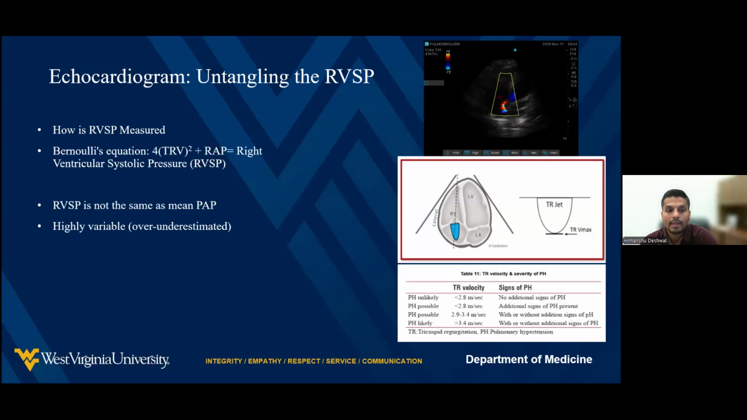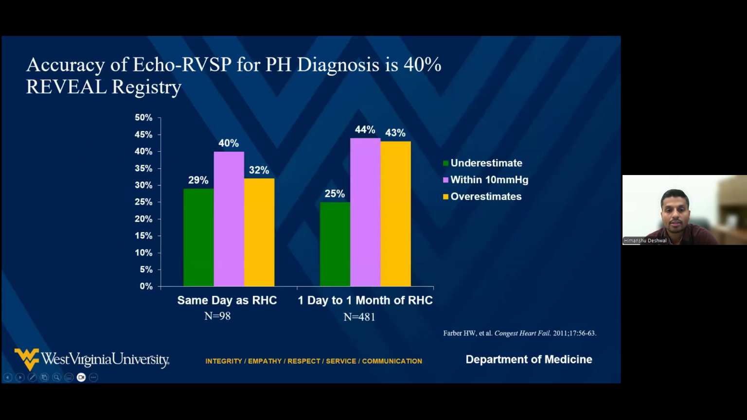And the problem is that it's very variable and it's very inaccurate. In fact, a study looked at patients who had same-day right heart cath and found that 32% of these patients had overestimation on echo, 29% had underestimation on echo, and only 40% correlated with the right heart cath. And for somebody who had an echocardiogram within 1 month of right heart cath, you can see 43% were overestimated, so they were overcalled, and 25% were underestimated, which tells us that echo is not the end all or be all of diagnosis of pulmonary hypertension. You cannot start anybody on therapy just based on echo, and it can be very inaccurate.